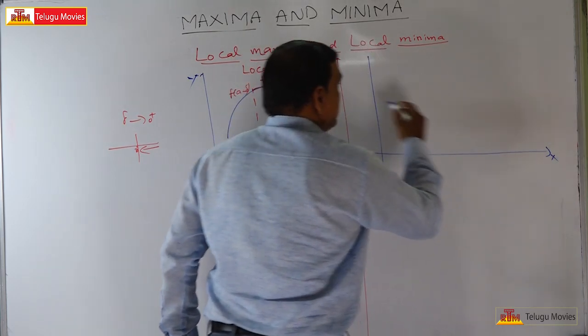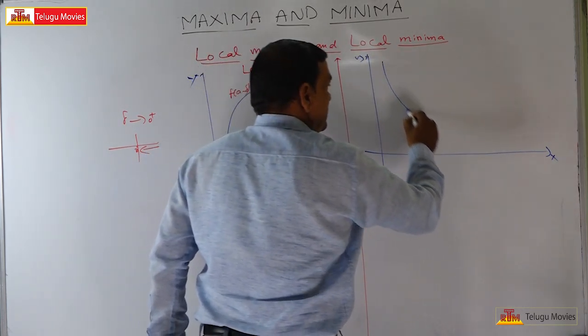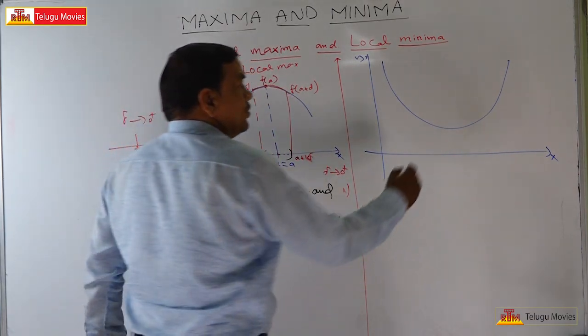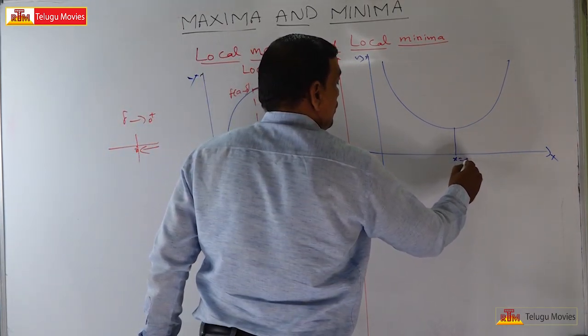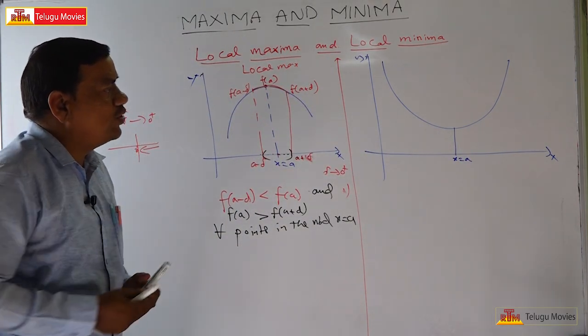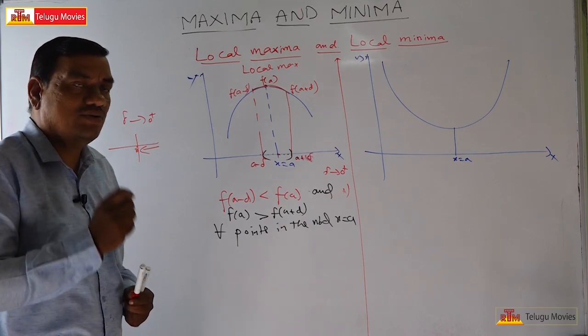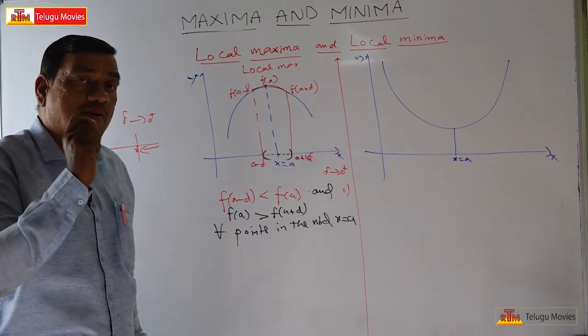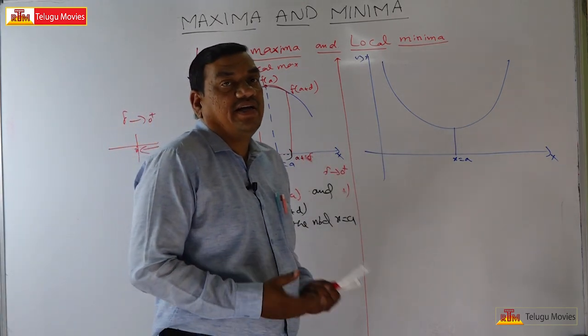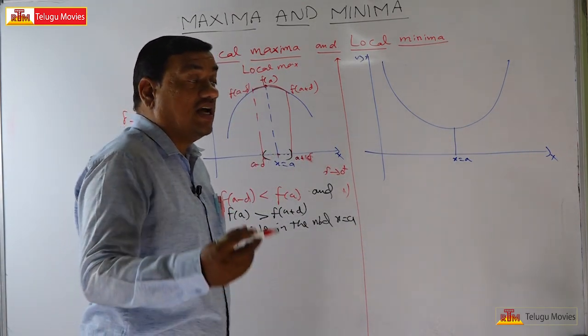So, this is the x-axis and this is the y-axis. Let us take a curve like this. Here, if you see, x is equal to a. By naked eye, by seeing this, x equal to a is the local minimum and the local minimum value is f of a. Anybody can say that. But mathematically, how to see that?